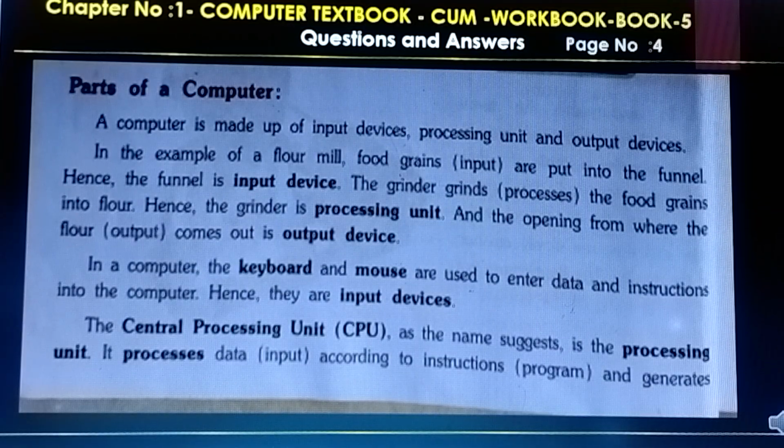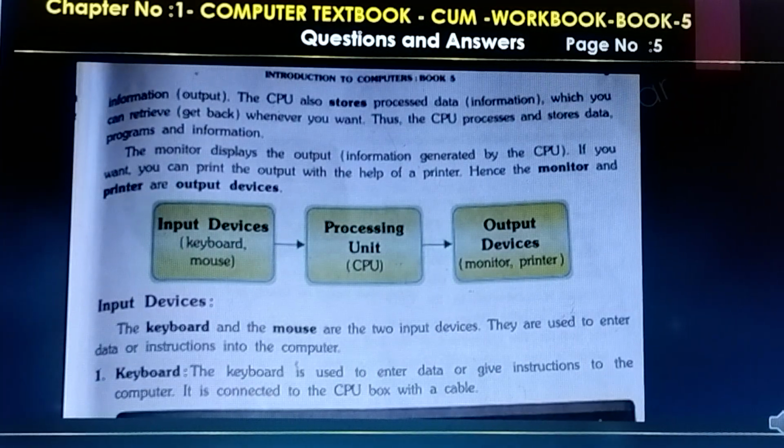In a computer, the keyboard and mouse are used to enter the data and instructions into the computer. Hence, they are input devices. The central processing unit (CPU), as the name suggests, is the processing unit. It processes data (input) according to instructions (program) and generates information (output). The CPU also stores processed data and information which you can retrieve, get back, whenever you want. Thus the CPU processes and stores data, programs and information.